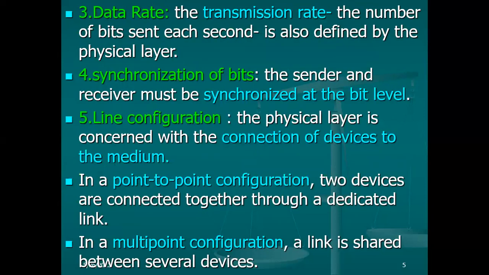Then data rate refers to the transmission rate, that is, how many bits will be transmitted per second. Also, it determines the synchronization of bits. There should be synchronization between the sender and receiver. So the speed of the sender and the speed of the receiver should be synchronized. The synchronization of sender and receiver will be taken care of by the physical layer.